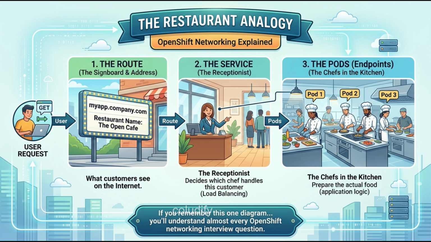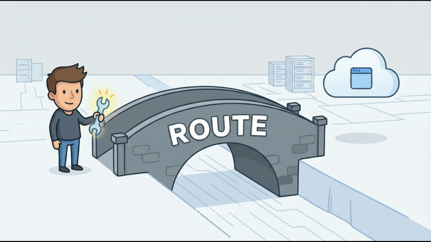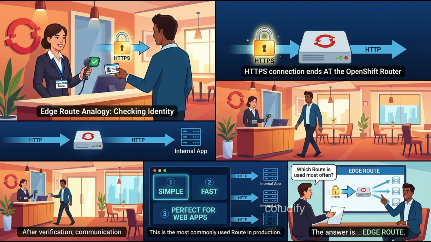User, down arrow, route, down arrow, service, down arrow, pods. If you remember this one diagram, you'll understand almost every OpenShift networking interview question. Part 3. Here's where things get interesting. Most people think there is only one type of route. Actually, OpenShift gives you 4 different ways to expose an application, and each exists because security requirements are different. Let's see why. Edge route.